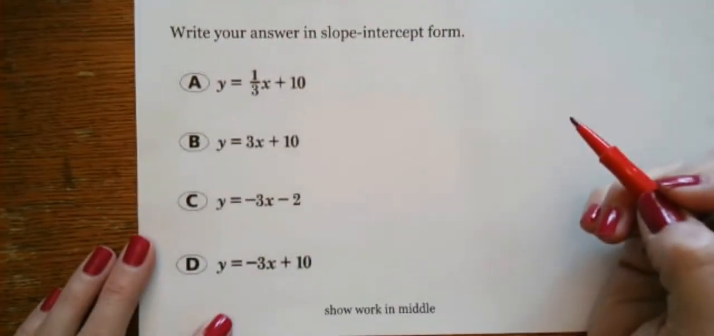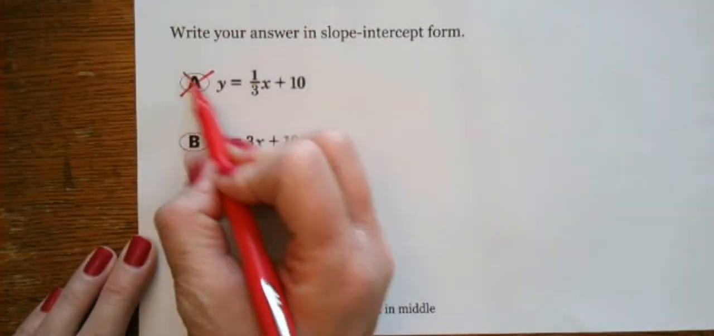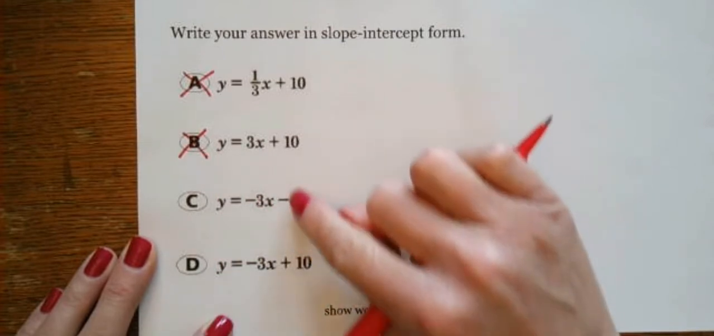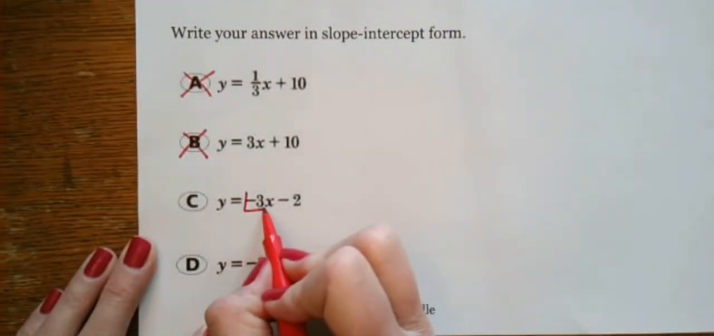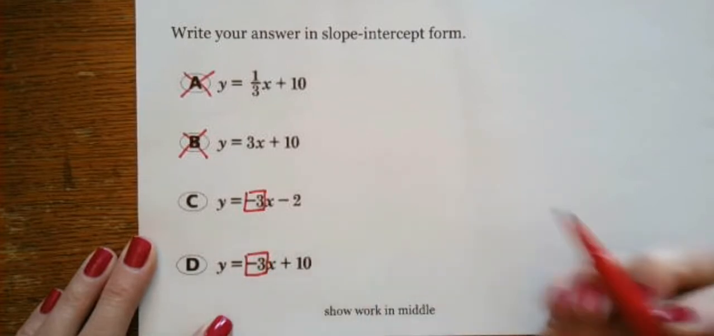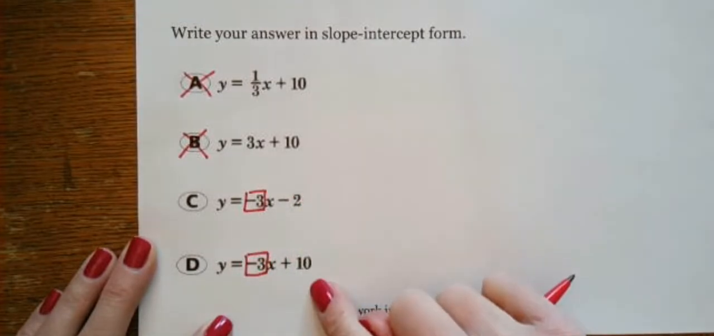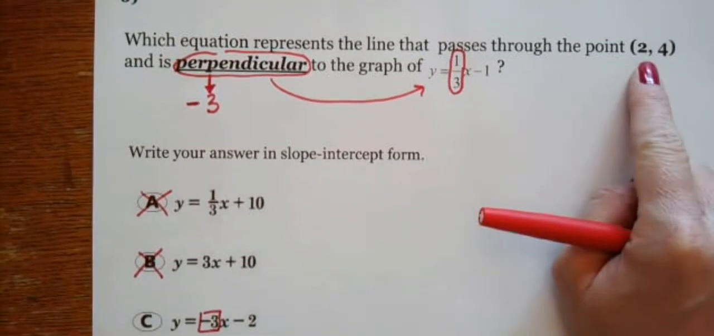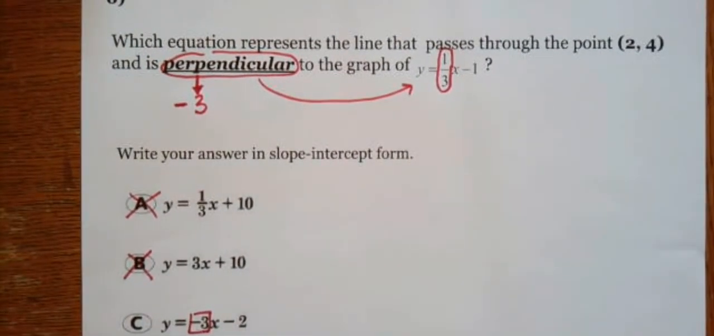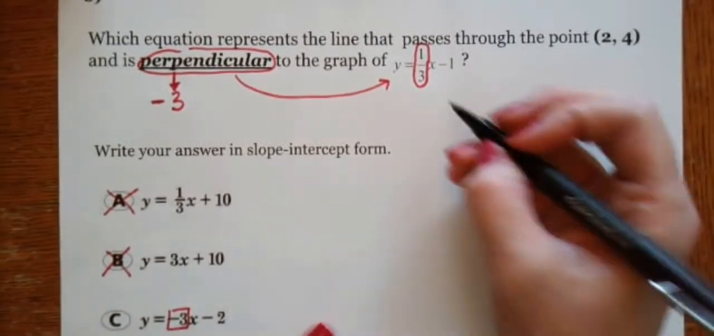Well, let's look at the choices. It can't be A, and it can't be B. It has to be C or D, because these two lines have a slope of negative 3, but we're not sure what the intercept is going to be. The line that we're interested in is the line that passes through the point (2, 4). So let's start by writing a blank equation.